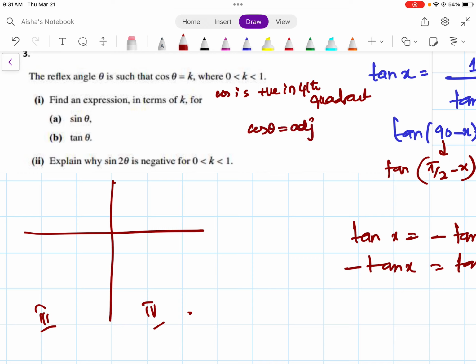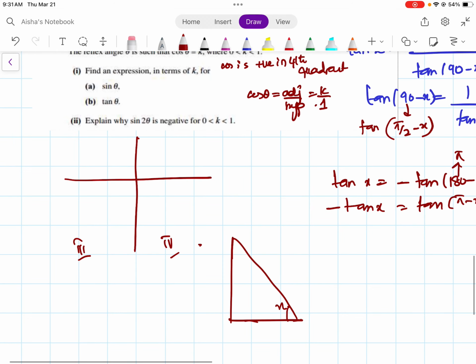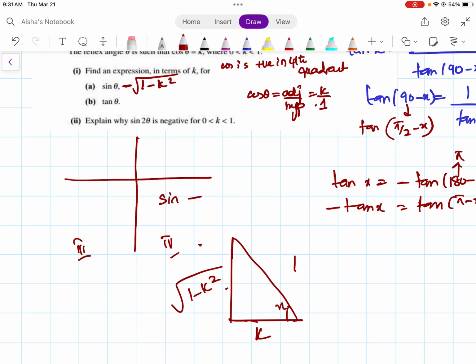Now cos theta is adjacent upon hypotenuse, which is k upon 1. So if I draw a triangle for this one, adjacent is k and hypotenuse is 1. So this will become the square root of 1 minus k square. Now sine theta is opposite upon hypotenuse. But the sign is going to be negative because sine is negative in the fourth quadrant. Tan is going to be opposite upon adjacent. And the sign with tan will also be negative.